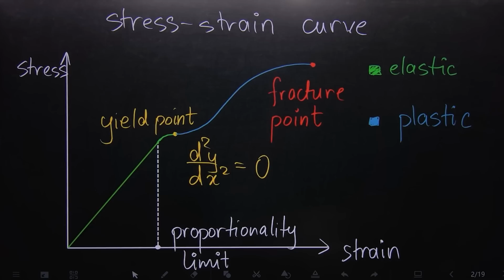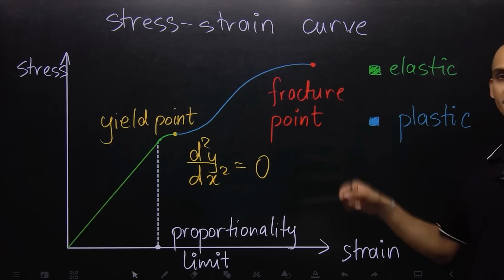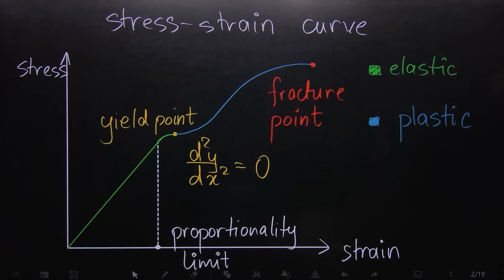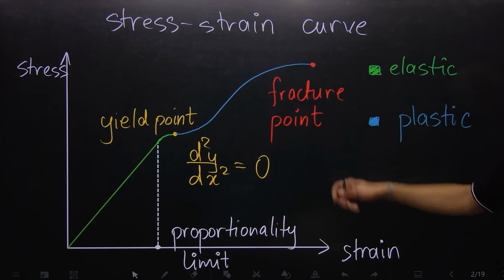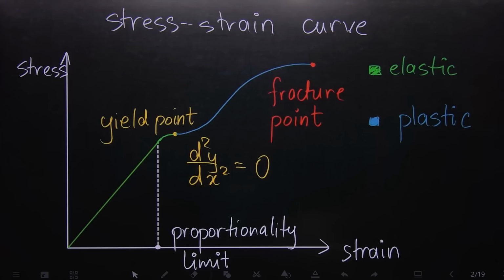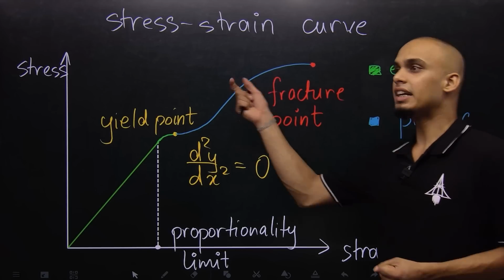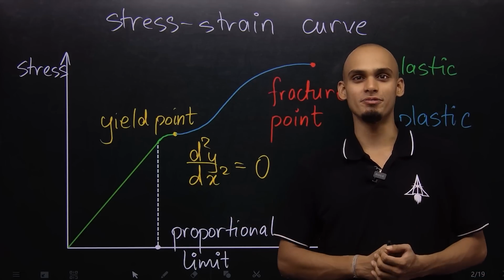Yield point is the final point where the object behaves elastically. Beyond the yield point, the behavior of the object is plastic, that is, it will not return to the natural state after deforming. And beyond the fracture point, if we keep deforming the object, then the object will break, because the intermolecular interactions themselves will not be able to keep up with the required restoring force to keep the object intact.